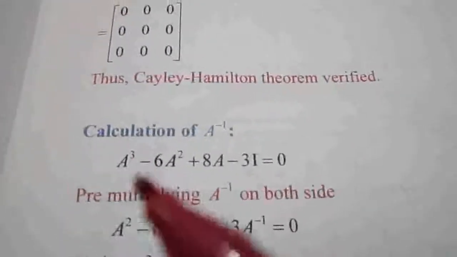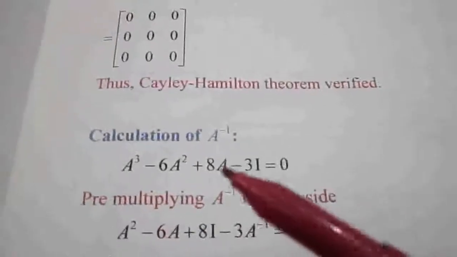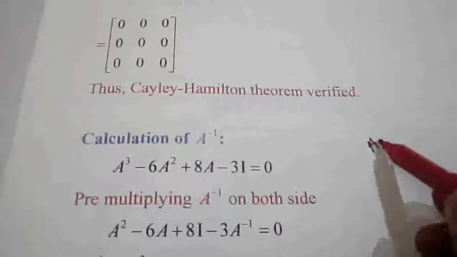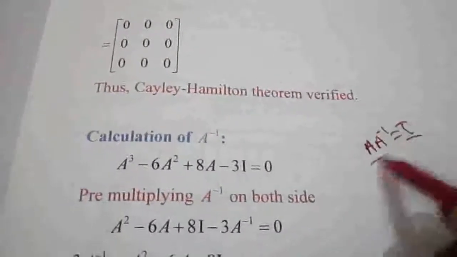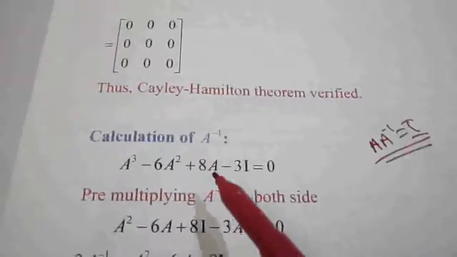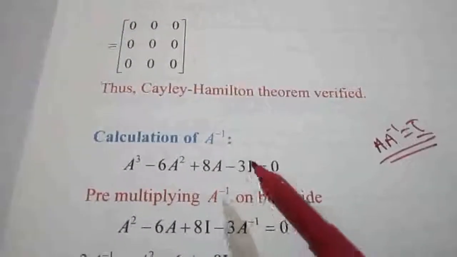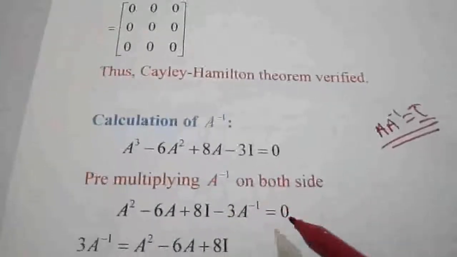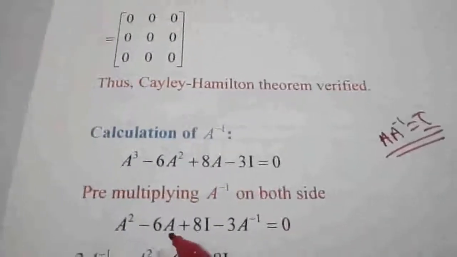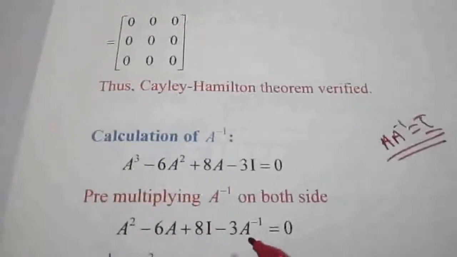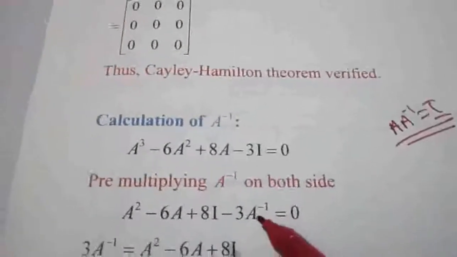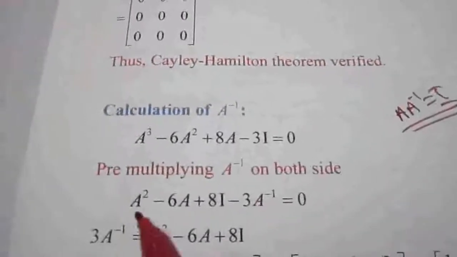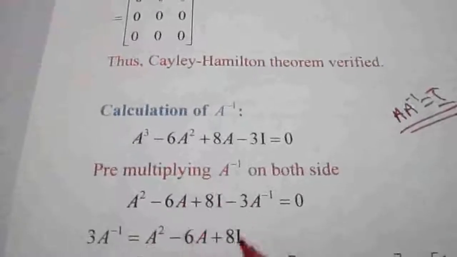You will be getting A inverse into A cube is A square, A inverse into A square is A. A into A inverse, you see, A into A inverse is equal to I generally. So A inverse into A is I, and I into A inverse is A inverse, which is equal to 0, because 0 into A inverse is 0. Now from this I am going to find A inverse. Here we have A inverse, so A inverse I am going to separate. When you take 3A inverse here, positive 3A inverse is equal to A square minus 6A plus 8I.